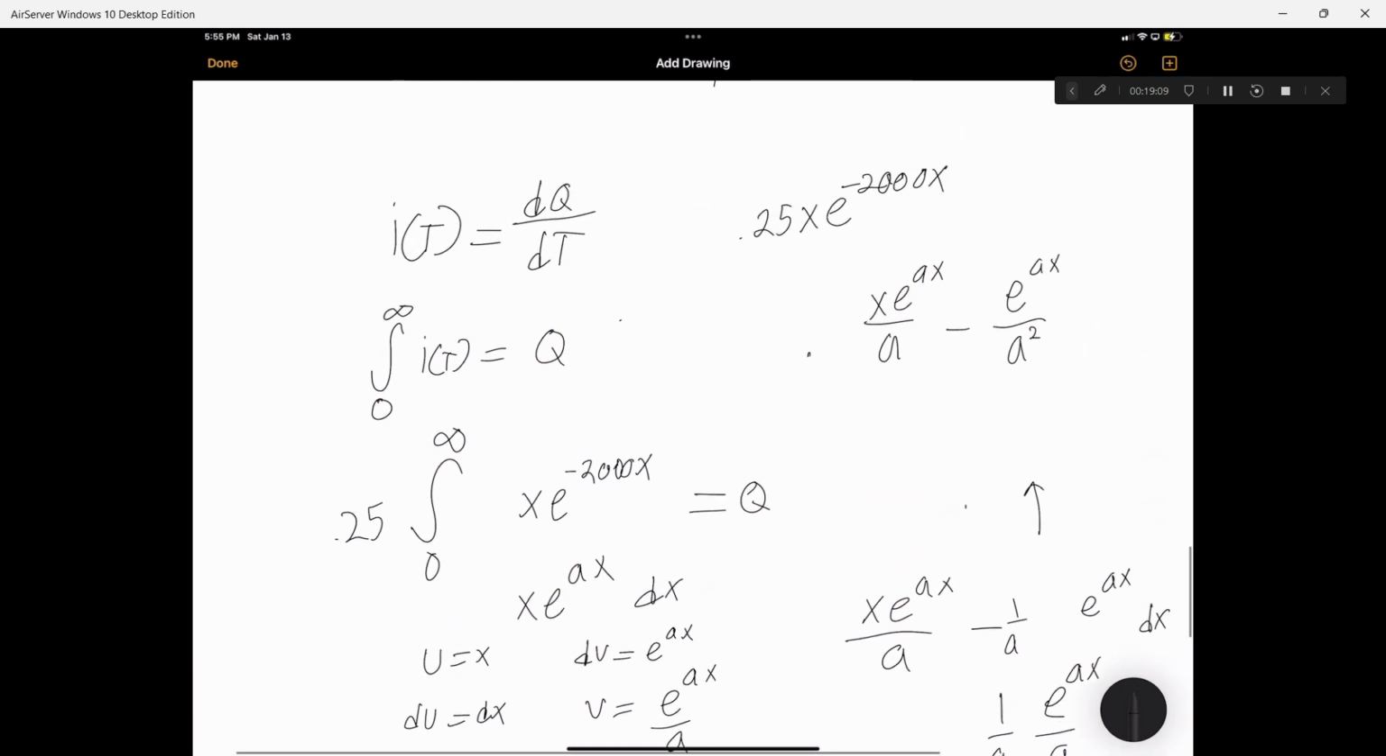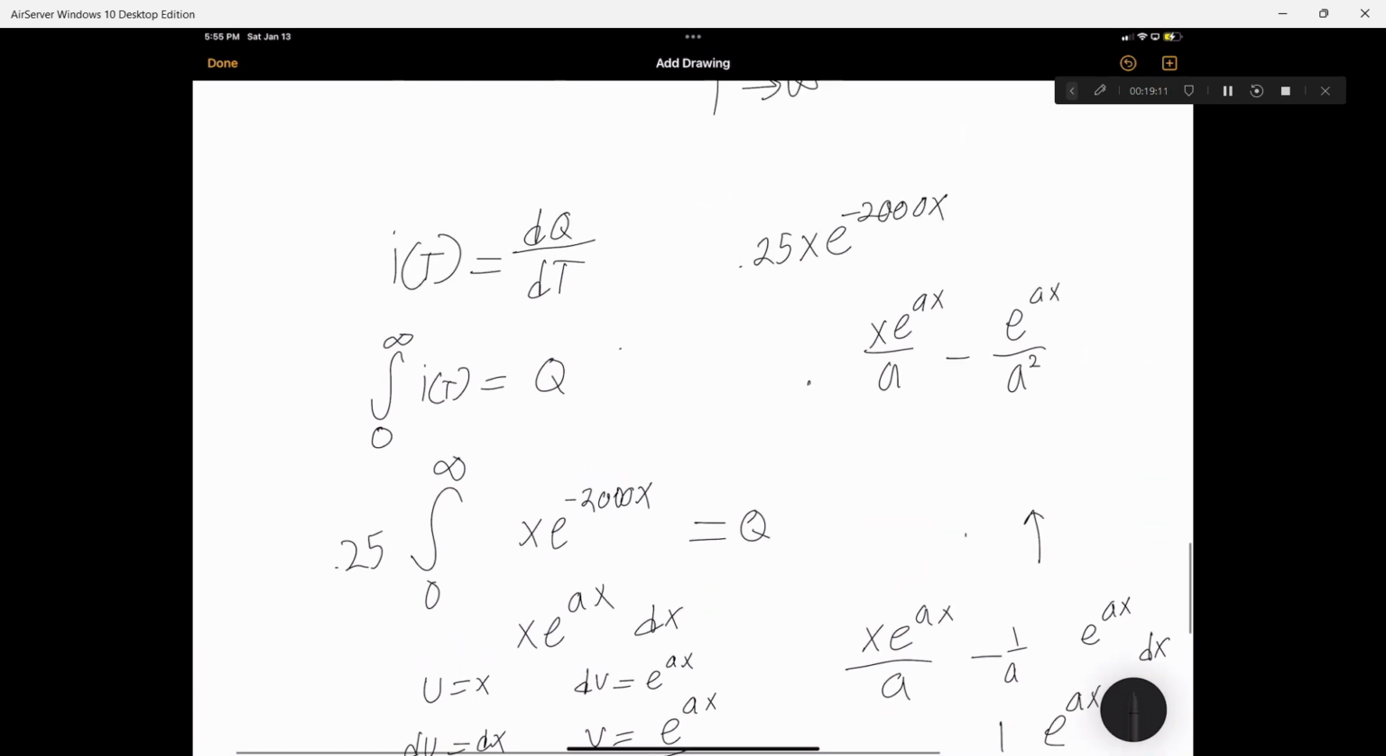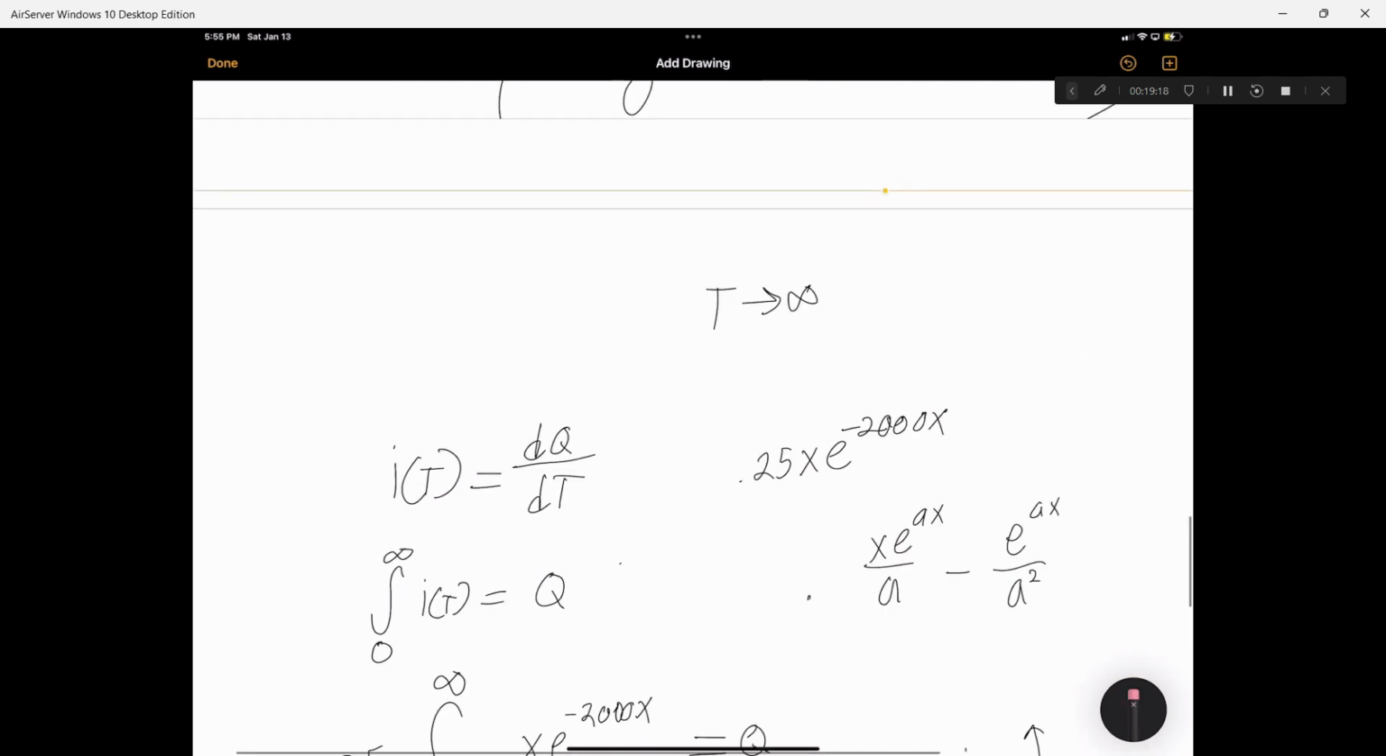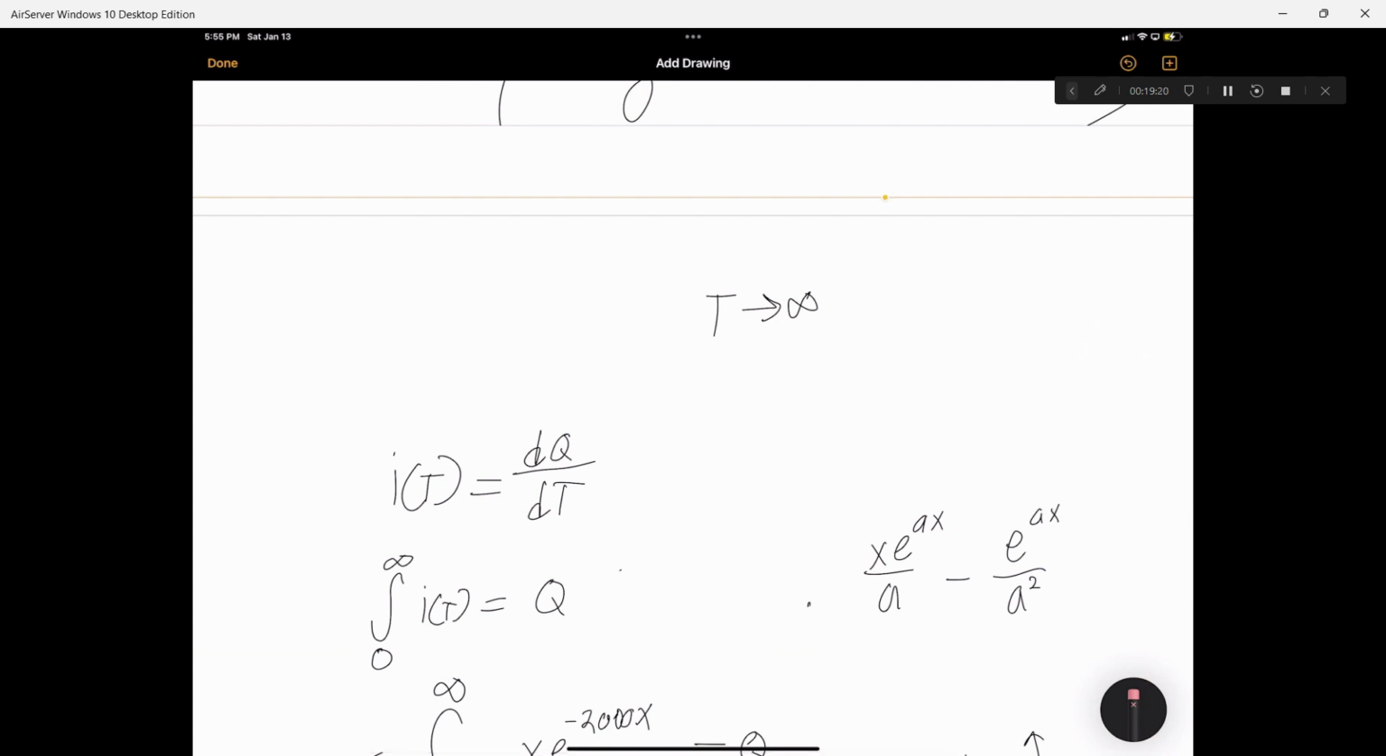And what can we do here? Well, we see some common factors. We can pull out e to the ax. Let's factor that out, and we have x over a minus 1 over a squared.